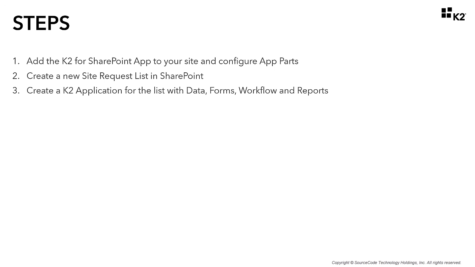Let's talk about step 3. In this step, you will generate a new K2 application for the SharePoint Site Request list. You will use a wizard to generate data objects based on the SharePoint Site Request list, K2 generated smart forms to handle the add, edit, and display tasks for users, a blank workflow that starts when a new item is added to the list, and finally a page that includes reports for your new K2 application.